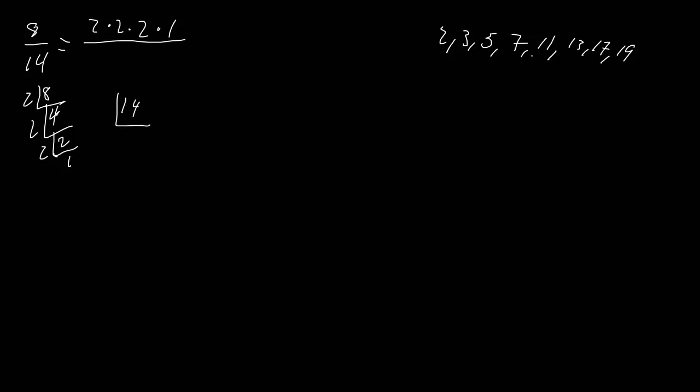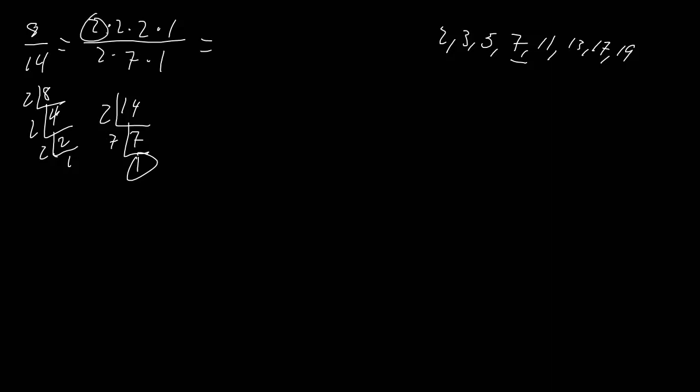14. Well, we know 14 is an even number, so 2 will go into 14 7 times. 2 times 7 is 14. And 7, well, we already know 7 is a prime number. It's right there. So 7 will go into 7 one time. So once you reach 1, you're done. 2 times 7 times 1.